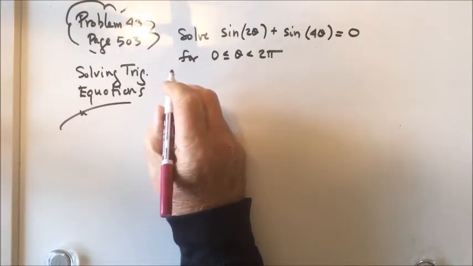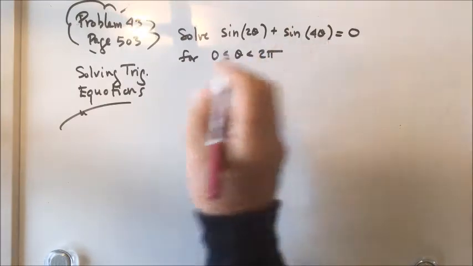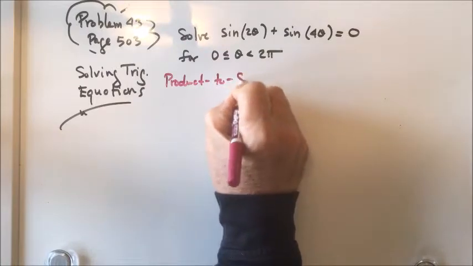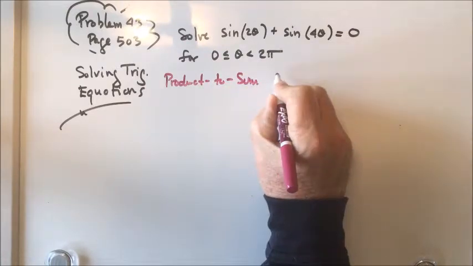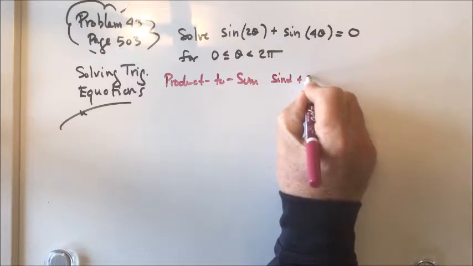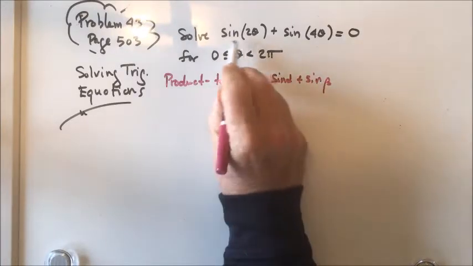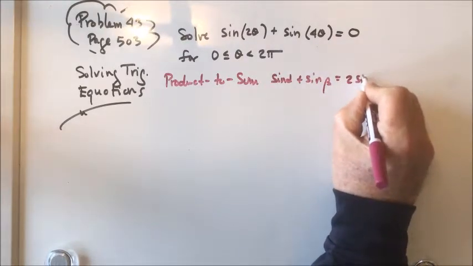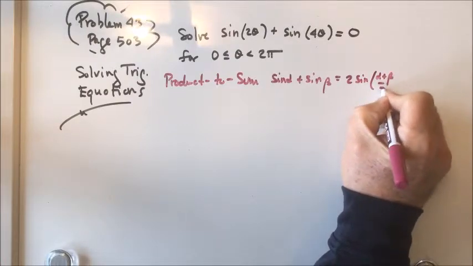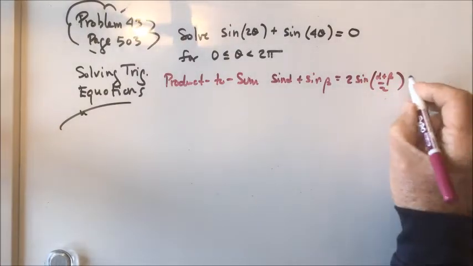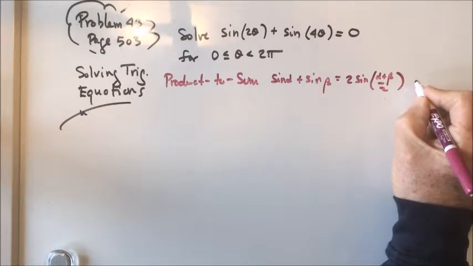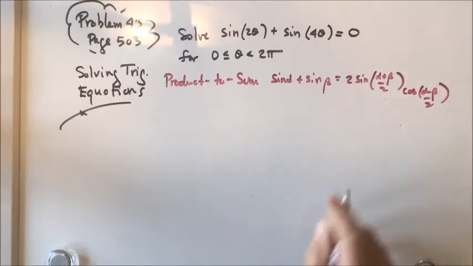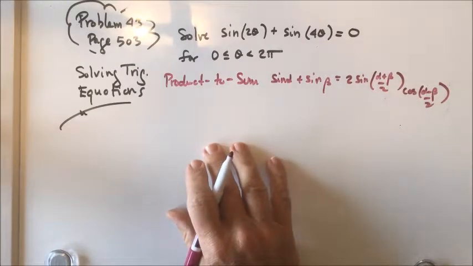The sum to product formula for the sine says sine of alpha plus sine of beta, which is what we've got, is equal to the following product: 2 sine of alpha plus beta over 2, times cosine of alpha minus beta all over 2. If you can't see that, I'm going to come right back to it.